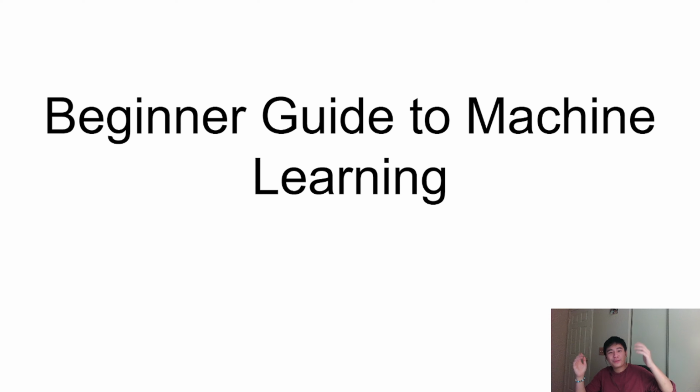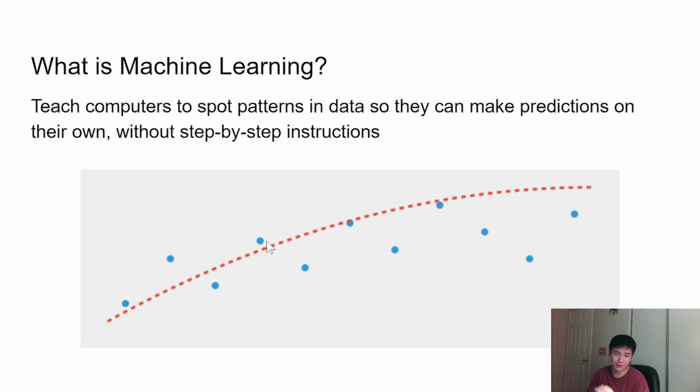Okay, welcome to this high-level review of machine learning, and this is going to set us some foundations as we progress in the ml5.js projects. So let's just jump into it. What is machine learning? Machine learning is really about teaching computers how to spot patterns from massive amounts of data so they can make predictions on their own without us having to give them step-by-step instructions.